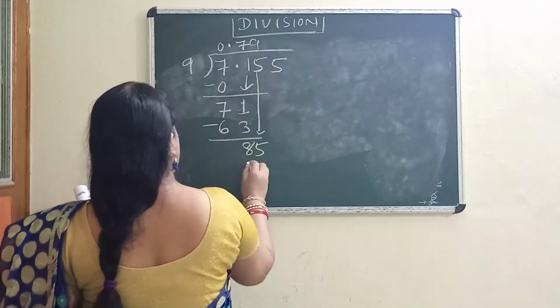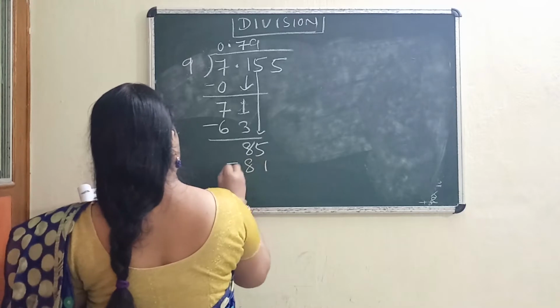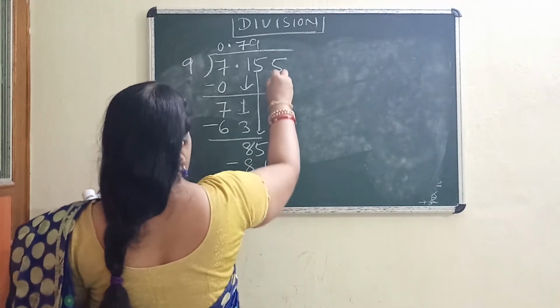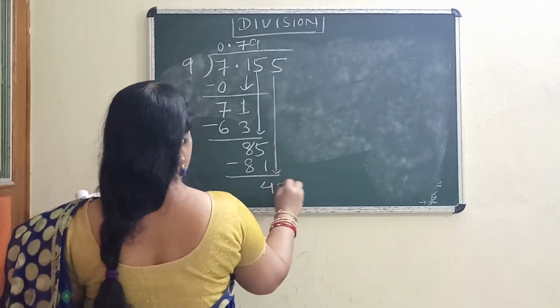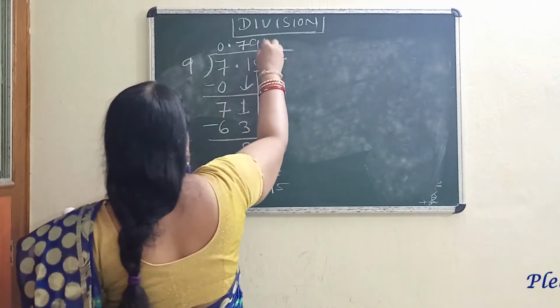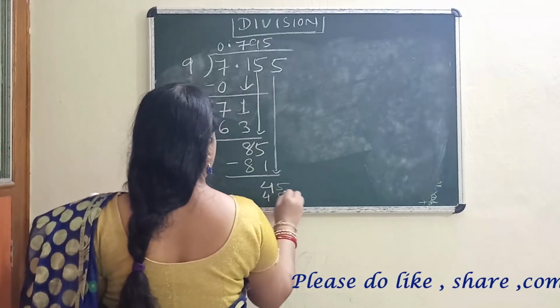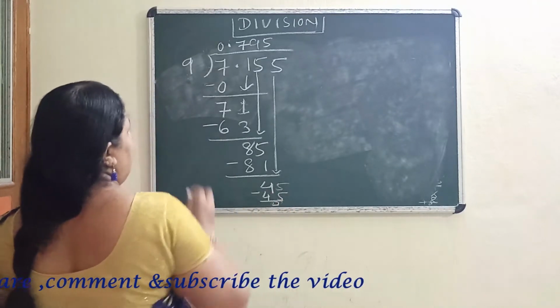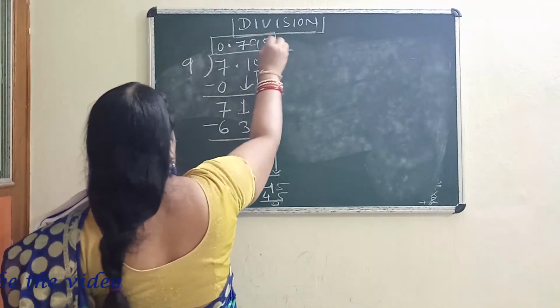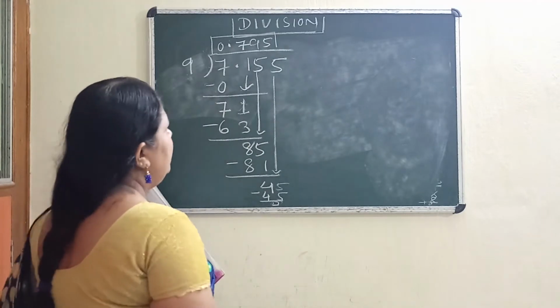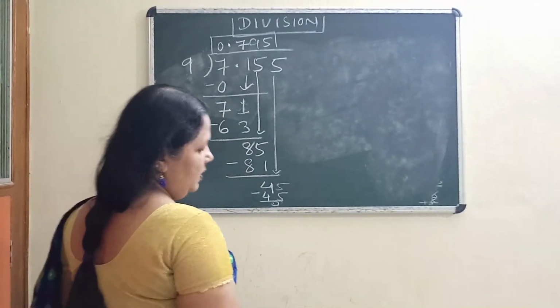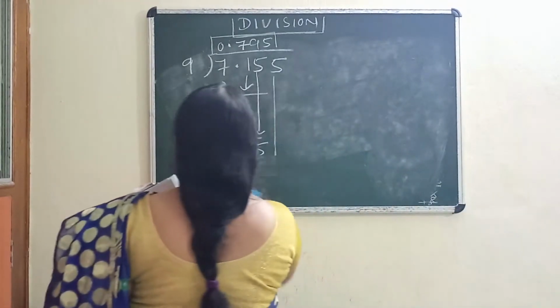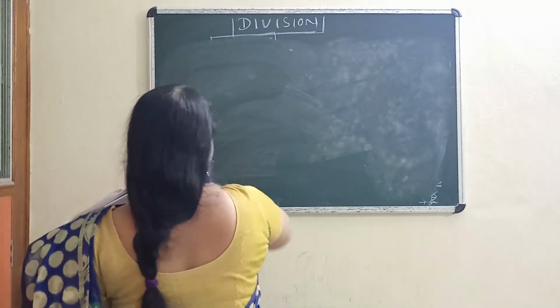9 9s are 81. How much left? 4. Again this 5 will come to this step, 45. 9 5s are 45. We got here remainder 0. This is completely divisible, and this is your quotient part, 0.795 after division. Okay. So this is your decimal number divided by a whole number.